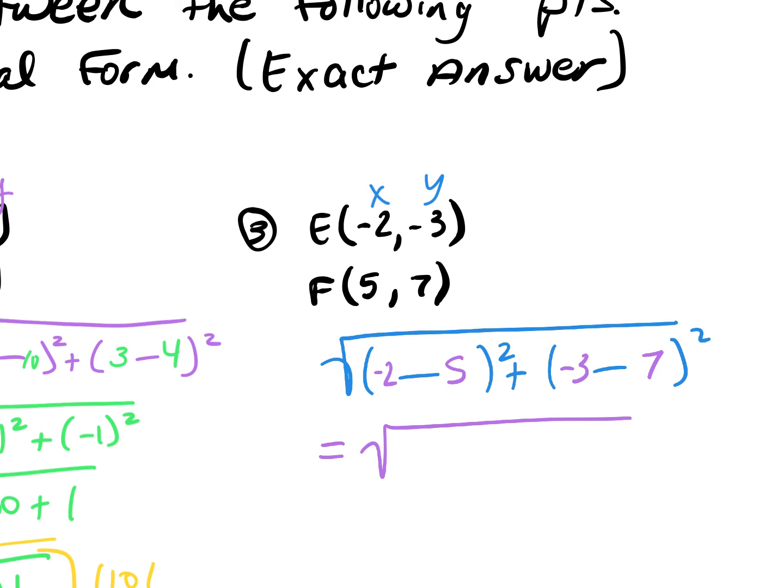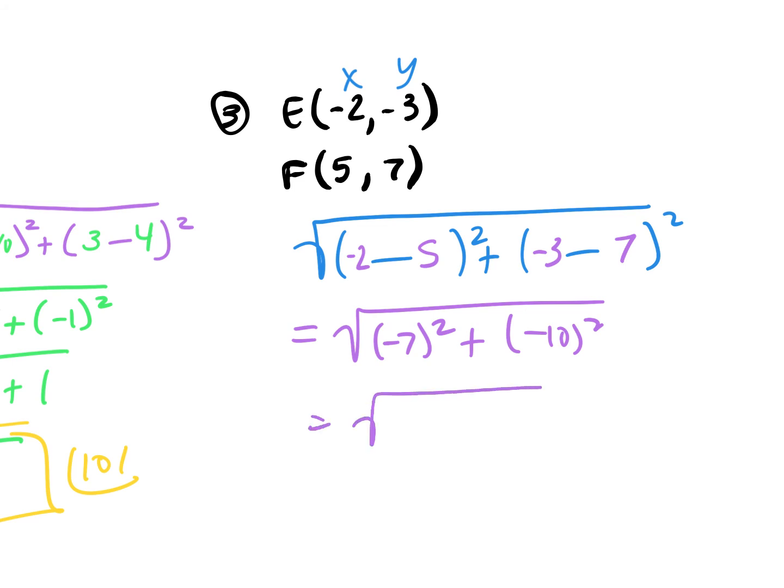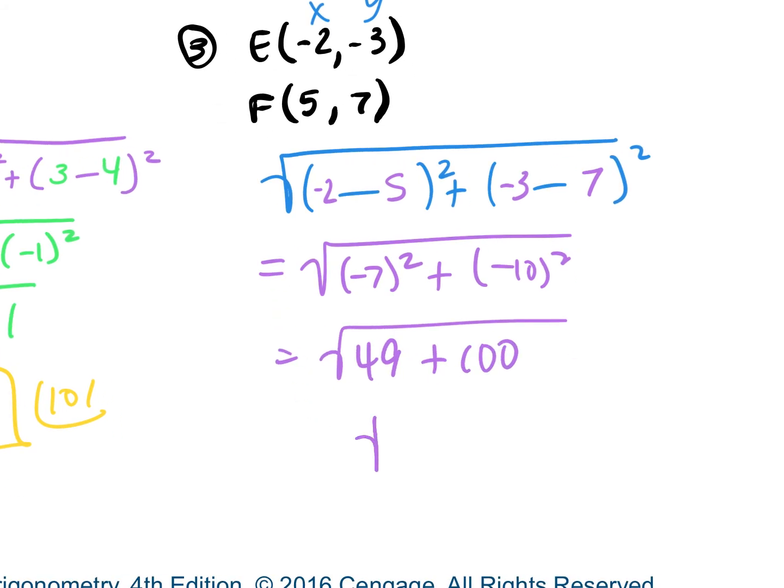What's -2 minus 5? -7, okay. And then what's -3 minus 7? -10, good. So -7 squared gives me 49. -10 squared gives me 100. So I have the square root of 149.